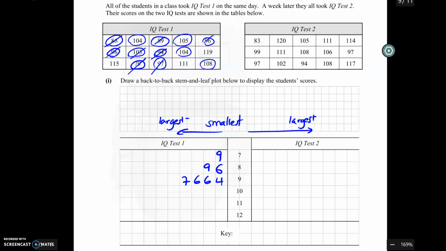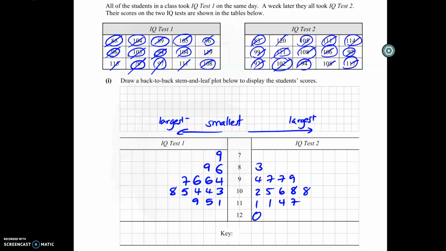Okay, so 103 is the lowest. Then we have two 104s. We have one 105 and we have one 108. And then we have numbers in the 110s. We have 111, 115 and 119. And we don't have any numbers in the 120s. Okay, I'm going to pause the video so you can do IQ test 2.